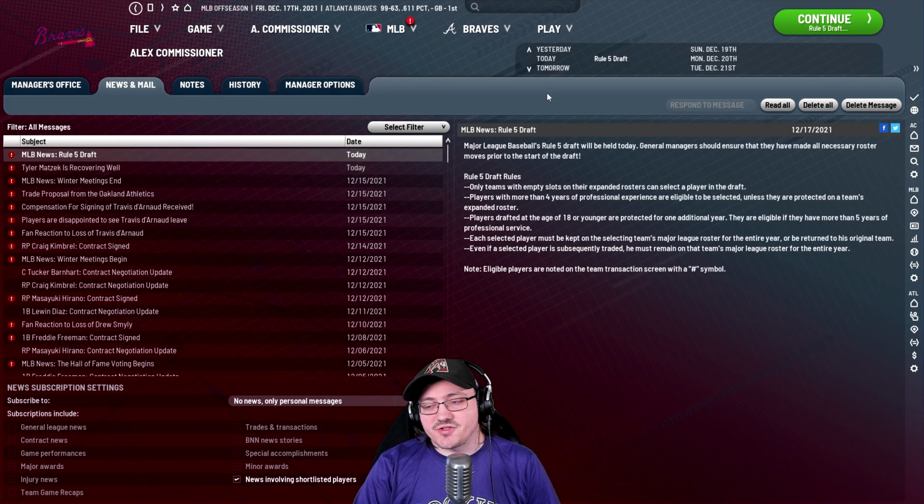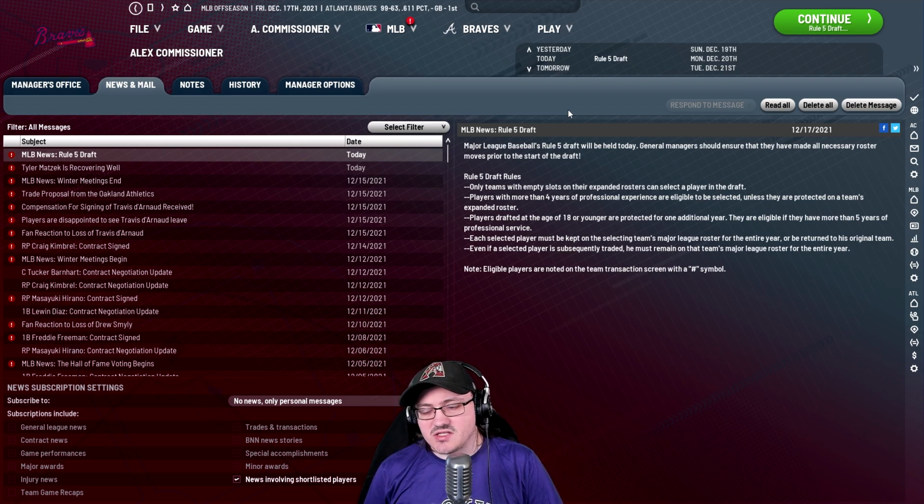All right, we're just going to go ahead and read it right off the system here. Only teams with empty slots on their expanded rosters can select a player in the draft. You also have to have a 40-man roster spot available. So that's usually what I end up looking at, is your 40-man roster. If you're full on your 40-man, you can't get someone. Players with more than 4 years of professional experience are eligible to be selected unless they are protected on a team's expanded roster. Again, the 40-man.